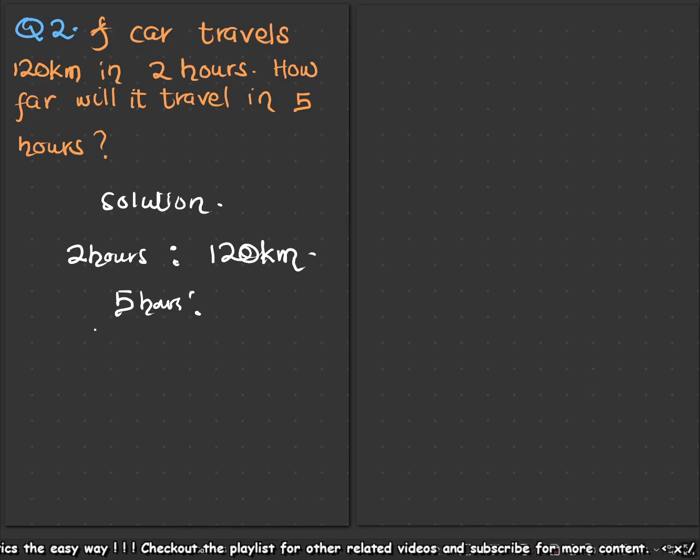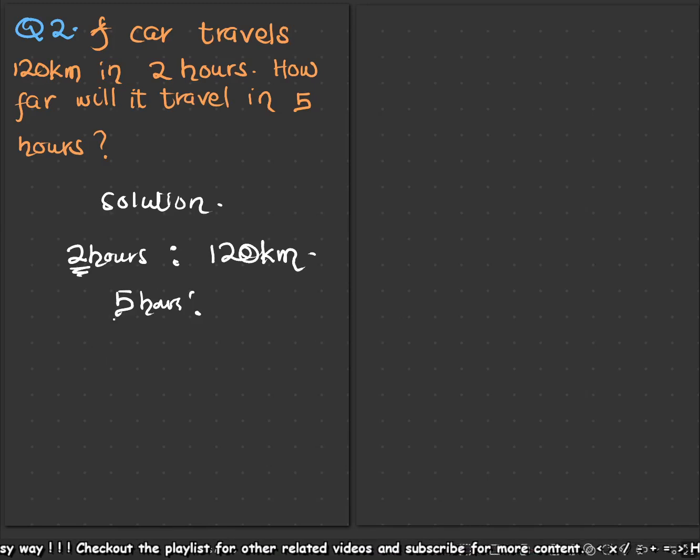Now we want 5 hours. So we ask ourselves, if you are traveling 120 in just 2 hours, then in about 5 hours, using the same speed, would you have traveled more or less? You would definitely have traveled more. So we say if more, less divide. The inverse says if less, more divide. But this time we want more. So if more, less divide.